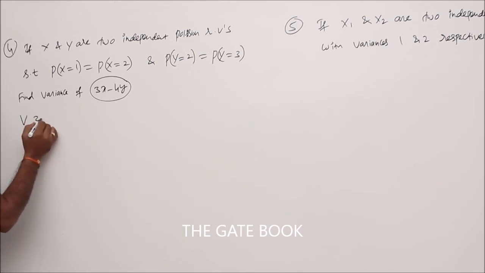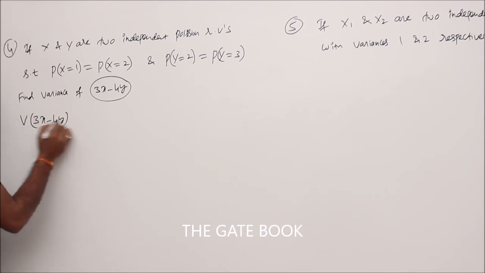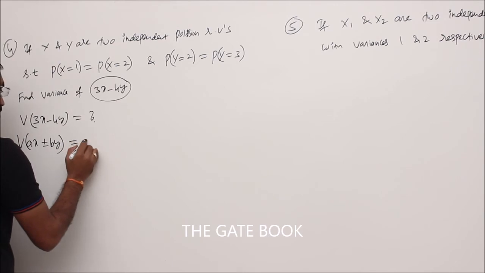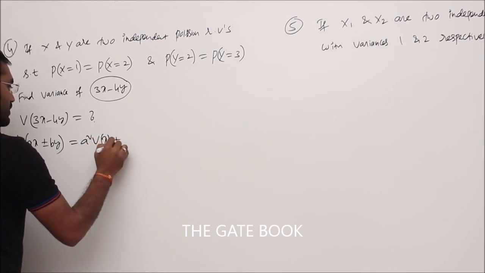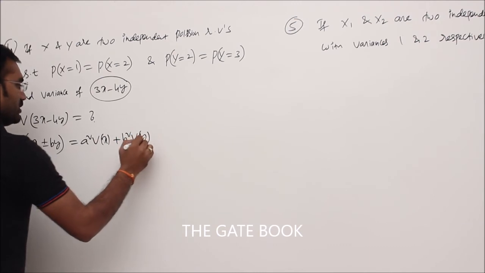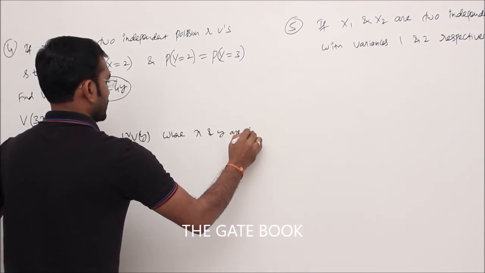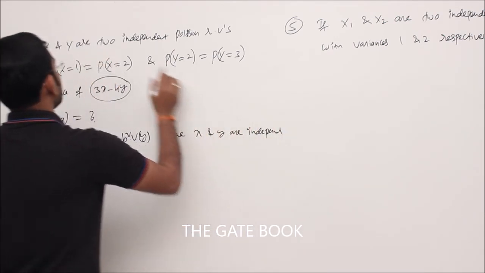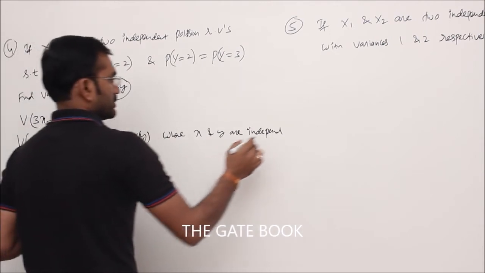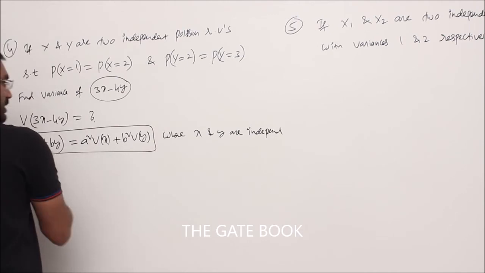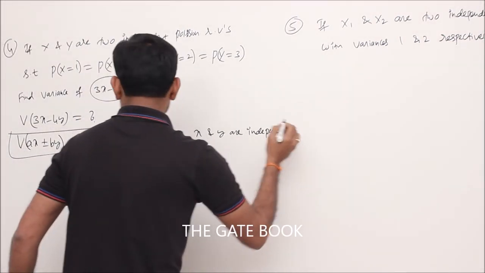To find the variance of 3x minus 4y, using that property we have the variance of ax plus or minus by, where x and y are any two random variables and a and b are constants, is given by a square variance of x plus b square variance of y, where x and y are independent. It is given that they are two independent Poisson random variables. So we can go for this formula.